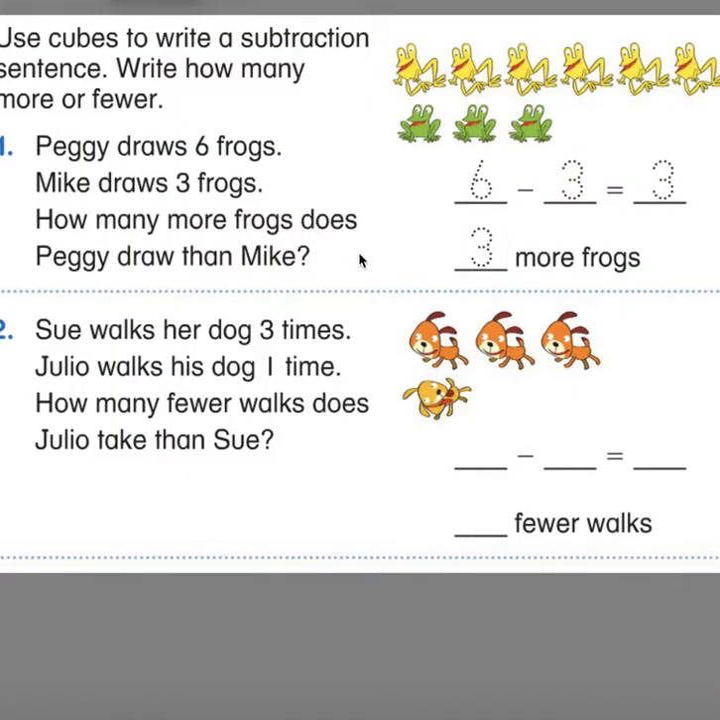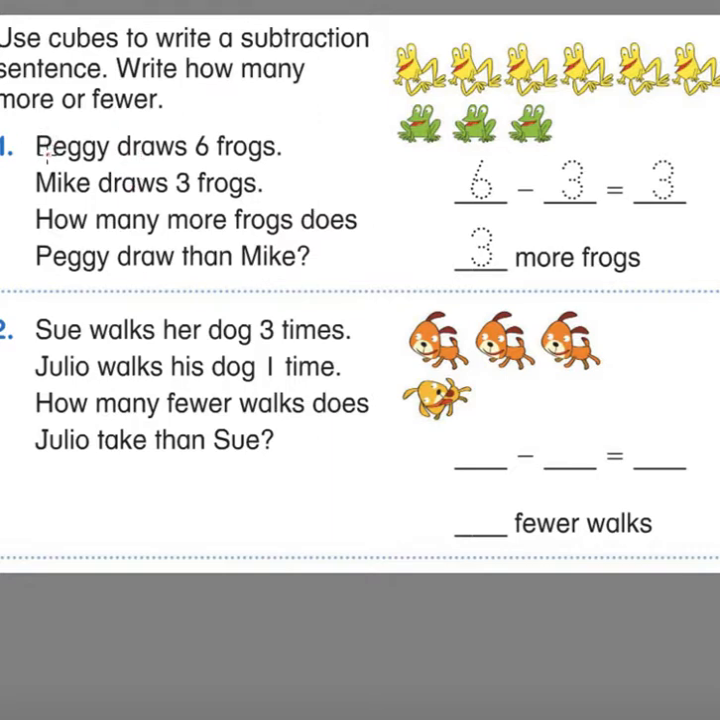All right, I'll give you guys another couple seconds. You should all have a page that looks like mine with the yellow frogs in a row and a row of green frogs right underneath. Okay, and this one we're going to do together.